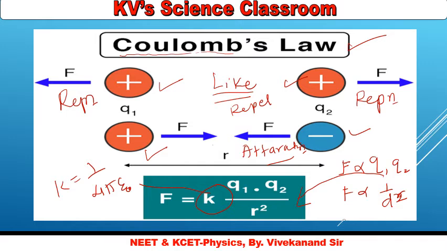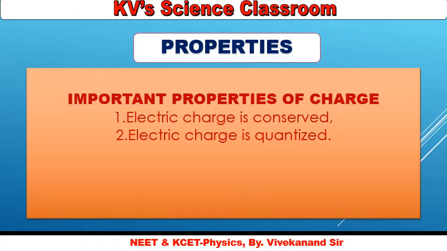This whole equation itself is called Coulomb's law, and the statement of Coulomb's law is: the force of attraction or repulsion between two point charges is directly proportional to the product of their magnitudes and inversely proportional to the square of the distance between them. In conclusion, this law helps us to measure the force of attraction or repulsion between two charges. That is known as Coulomb's law.